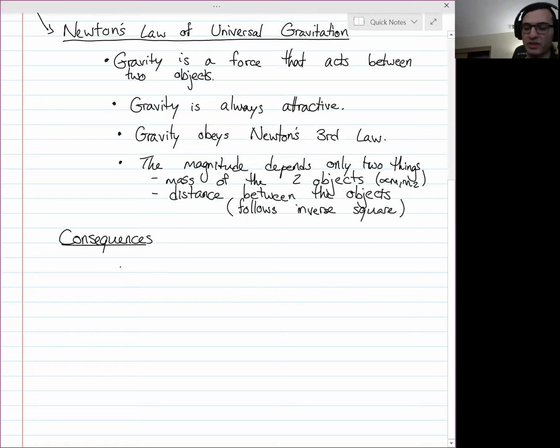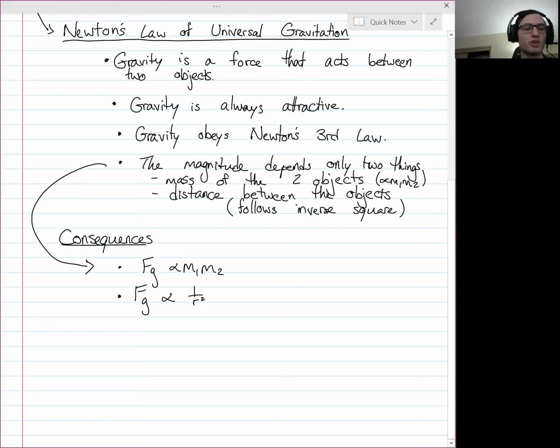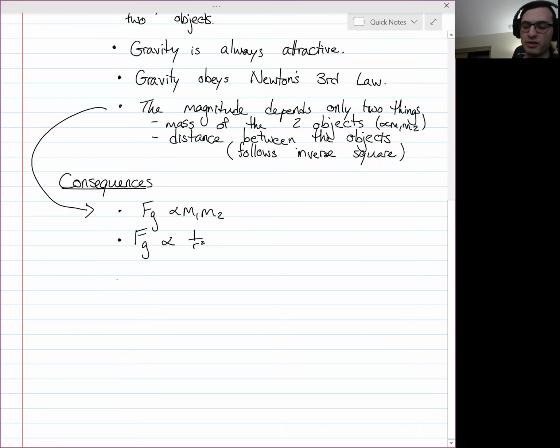So other consequences, mathematically speaking, are these last statements. The force of gravity is proportional to mass 1 times mass 2. The force of gravity is also proportional to 1 over r squared, where r is the distance between the two objects. And so we can combine these two formulas to get the following. The force of gravity is proportional to the product of their masses divided by the distance between them squared.